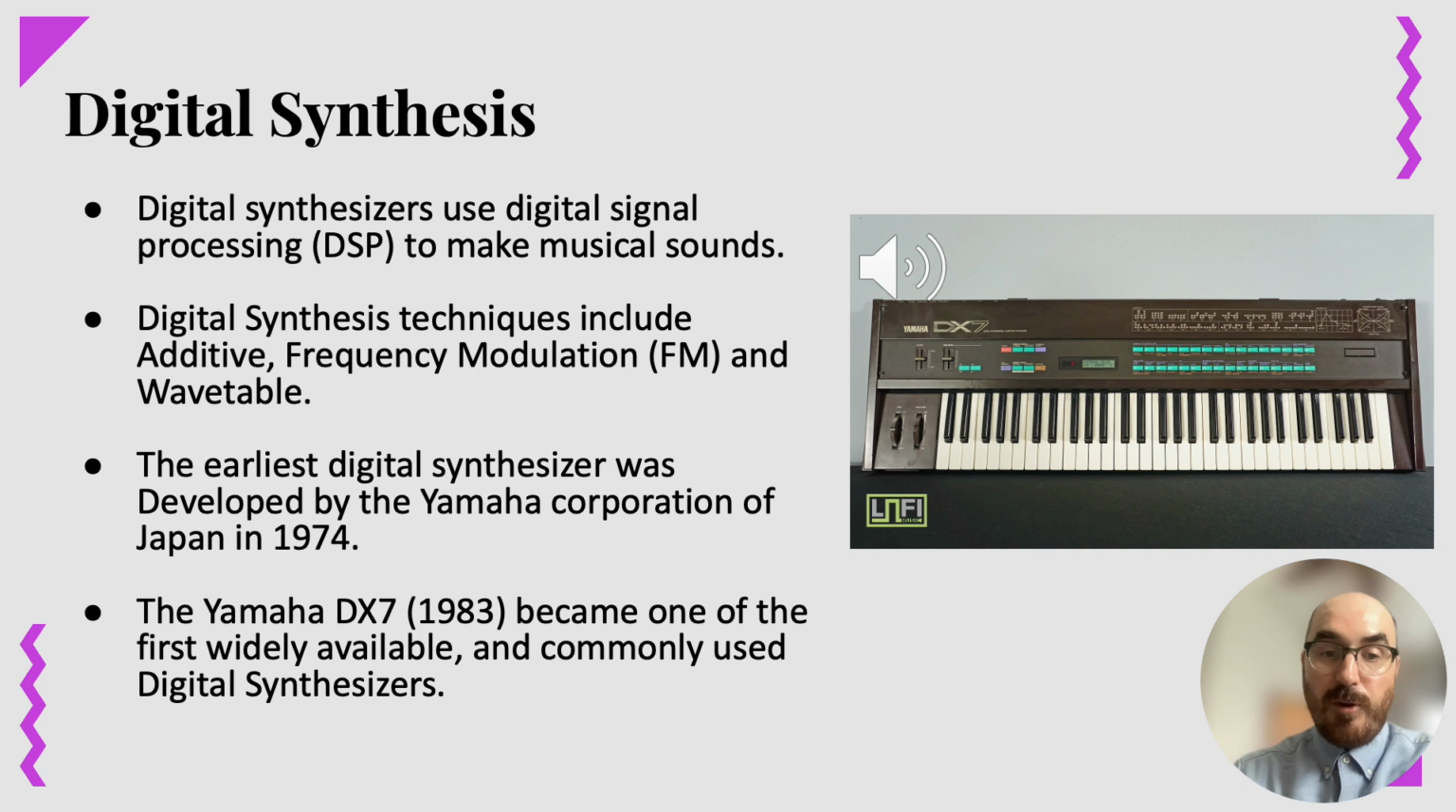The earliest digital synthesizer was developed by Yamaha Corporation in Japan in 1974, but it was really the DX7, which was released in 1983, that became the first widely available, commonly used digital synthesizer. These became ubiquitous in popular music, also in musical theater. They were great in a pit band because they could do lots of different sounds. They could do your bells, they could do your electric piano, they could do a bass guitar. These don't sound exactly like the physical versions of them, but they have a very iconic character, a lot of these sounds. I always say that if you've heard any Christmas music from the 1980s, you've heard the DX7.